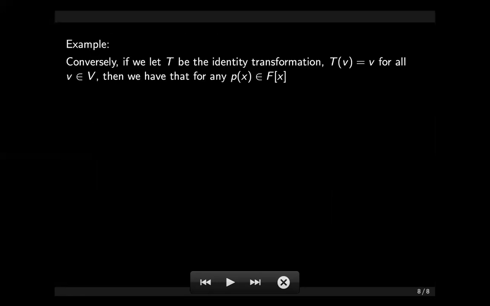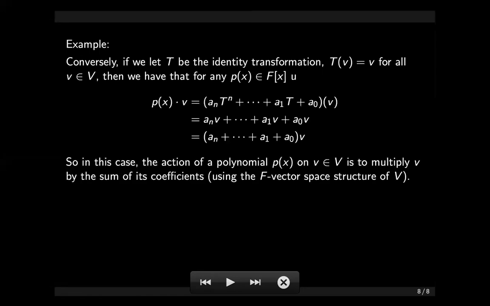Now, the kind of converse to this, if we let T be the identity transformation, so it simply maps each element v to itself, then for any p of x in F[x], we apply p of x to v with our same definition. We substitute in our transformation and apply it to v. But T to the n is the identity transformation, so we just get v back, and we get v back for each one of these applications. So all we're really doing is adding the coefficients of our polynomial and then applying that sum to v.